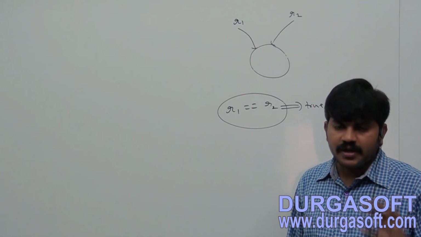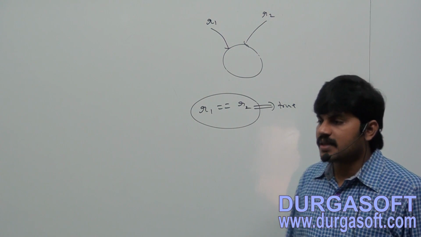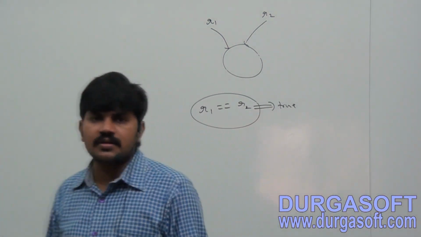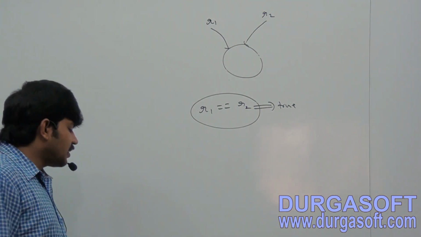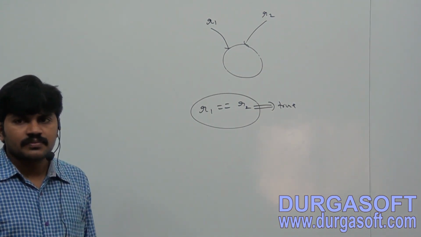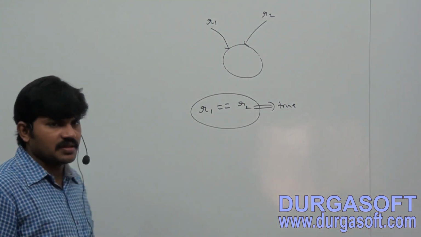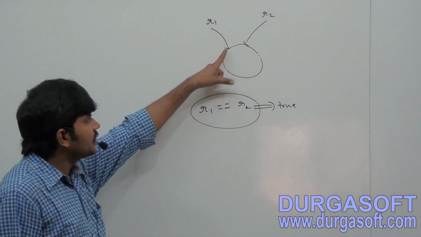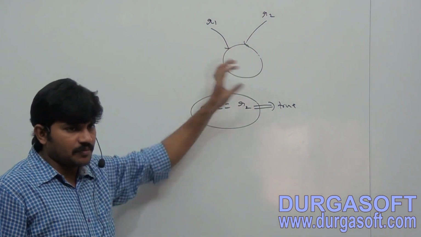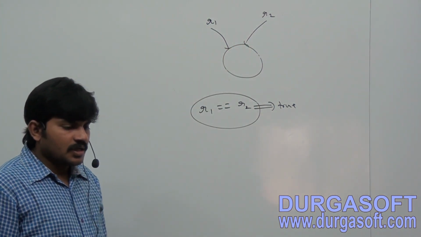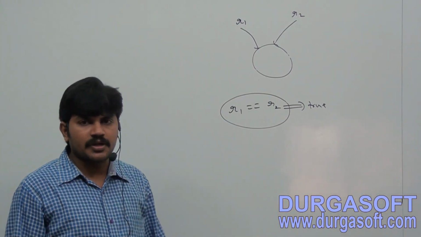Same object. Within brackets: reference comparison or address comparison. Clear for all of you? Just beside, take this diagram also. R1 and R2 point to the same object, then only the double equal operator returns true.